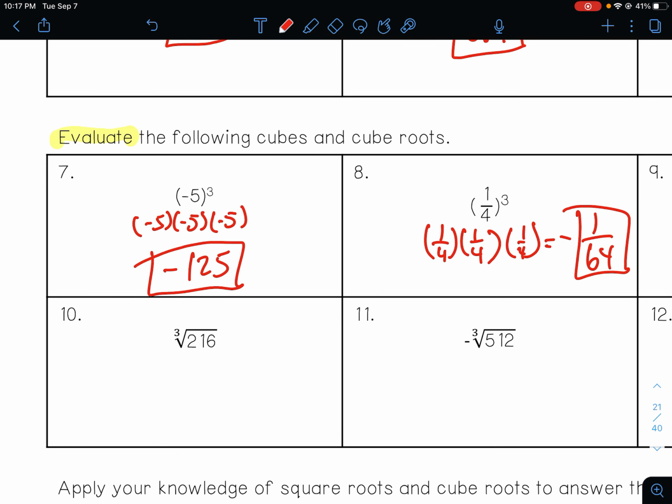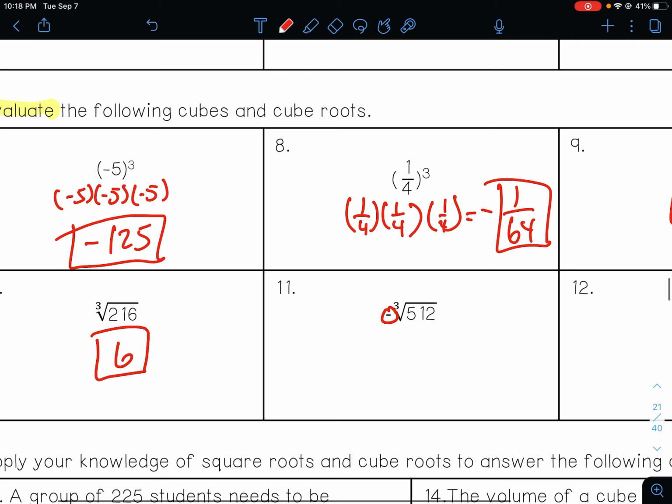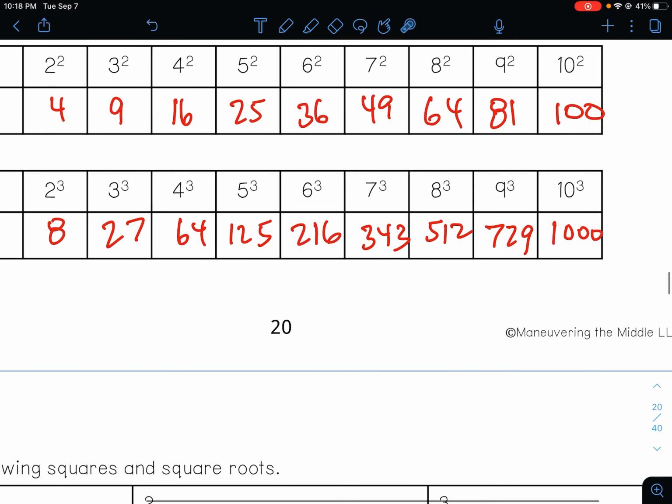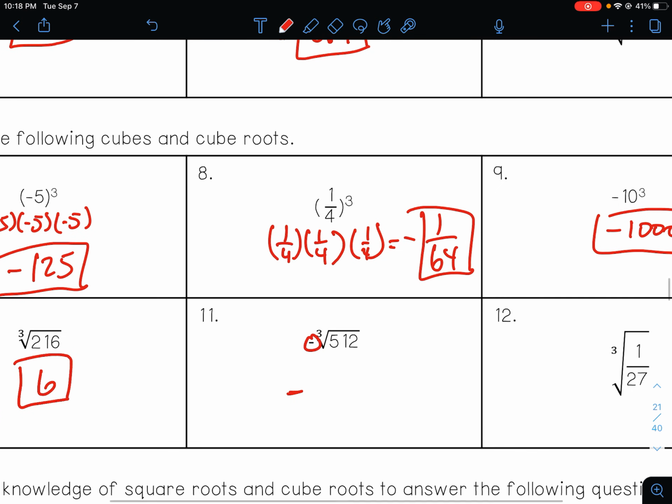6 to the third equals 216. Therefore, this is going to be 6 because 6 times 6 times 6 equals 216. We've got a little negative out here, so we know our answer is going to be negative, and we are looking for the cube root of 512. What is the cube root? What times what equals 512? There it is. It's 8. So we have negative 8 as our answer.